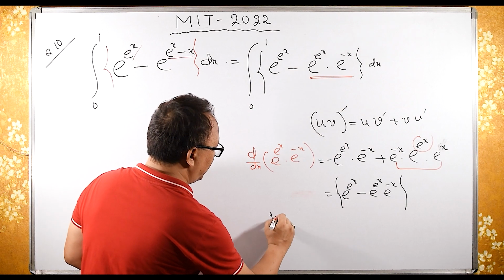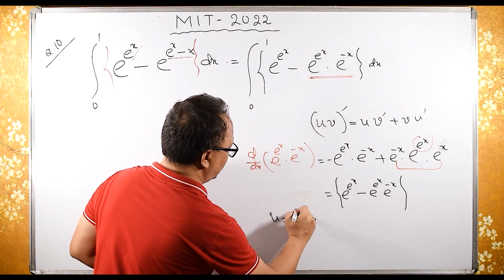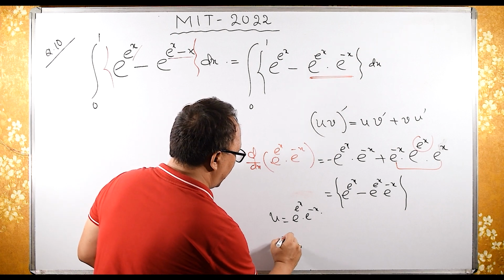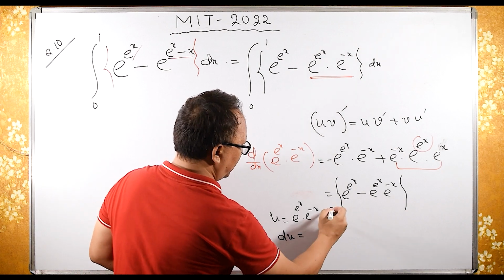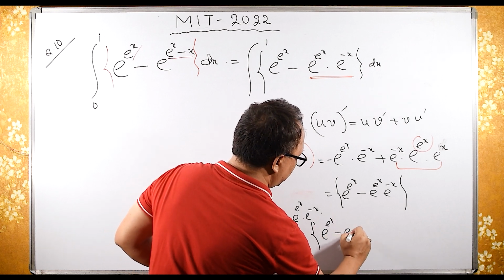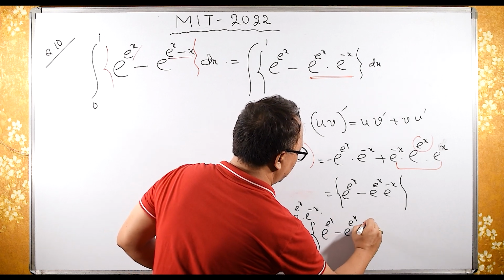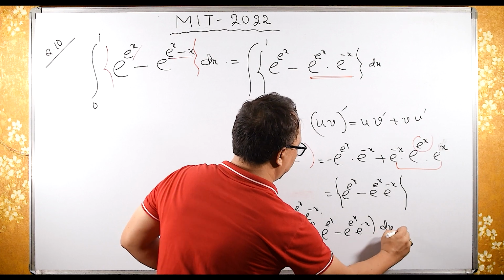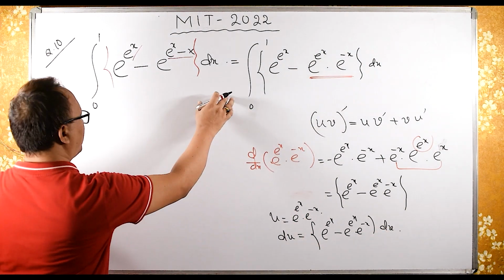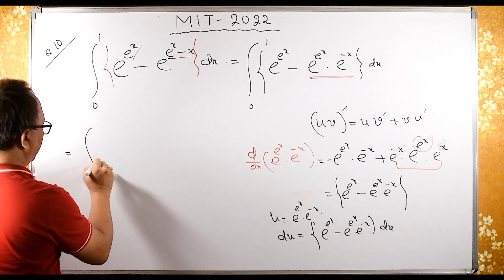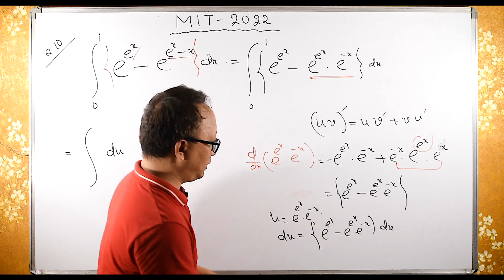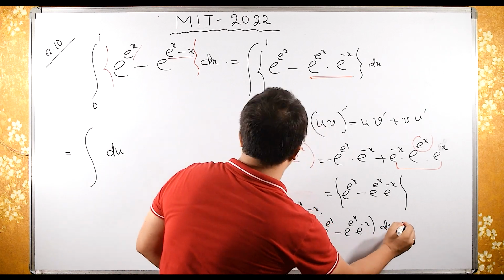Therefore, if I substitute u equals to the whole of this, e raised to x into e raised to minus x, then my du will be e raised to x minus e raised to x e raised to minus x, into dx. So the whole of this becomes my du, and this is dx. So let's change the limits.